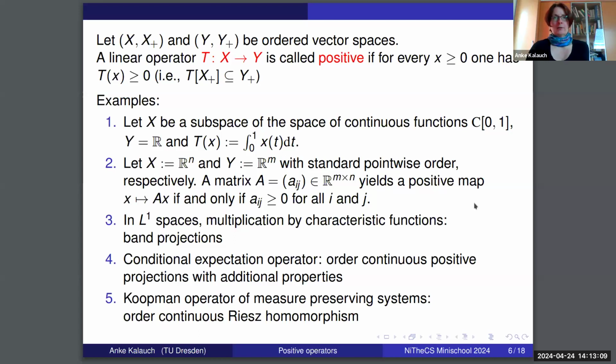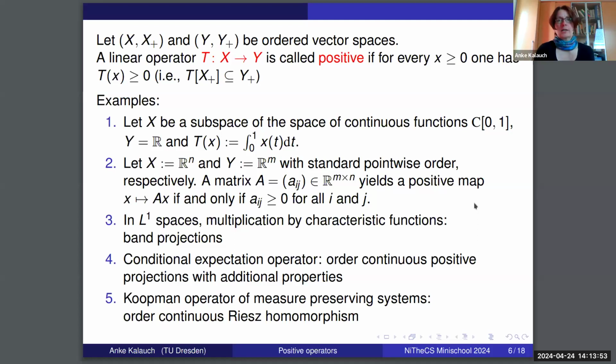So, and then in other situations that Bruce will need in his last lecture, positive operators appear in different settings. In example 3, in L^p spaces, if you multiply an element by a characteristic function, this is a positive map and a positive operator, and it's even more, it's a so-called band projection. This is just to list all the things that Bruce will need later on, yeah?